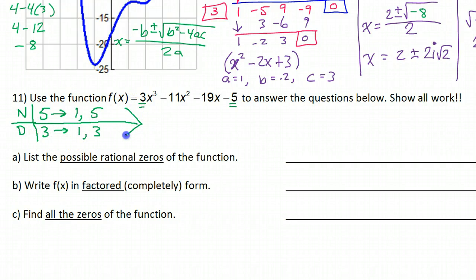Now, the way we can use that to get all of the possible rational zeros. When I say rational, that means we're not counting imaginary zeros. We're not counting the ones that have radicals in them. It's just the ones that are either integers or fractions. Anyway, I am going to mix and match these numerators and these denominators and see what different numbers I can come up with.